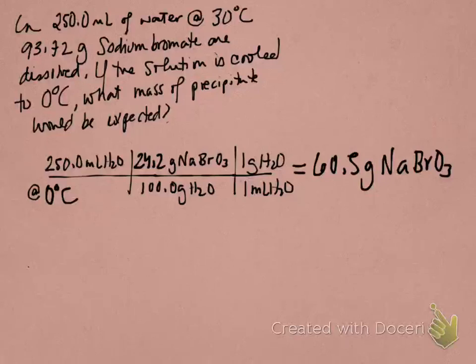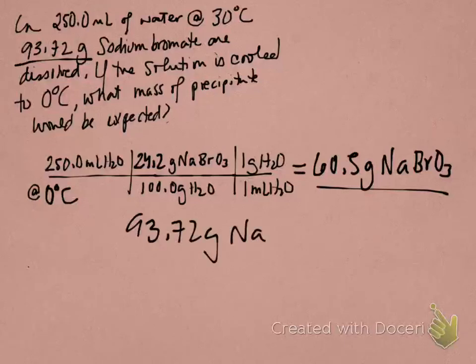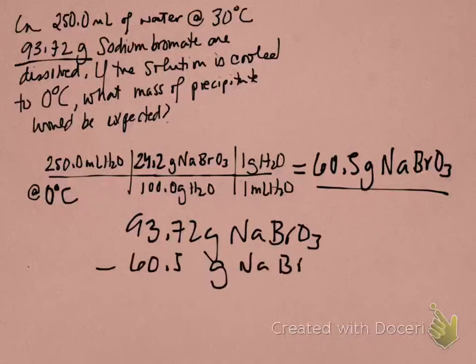You subtract the 60. Because you've got this much stuff dissolved in there, but at 0, the solution can only hold that much. So what's going to precipitate out is going to be the difference between what's dissolved in there and what the solution is capable of dissolving. So we're just going to take the 93.72 grams NaBrO3 and subtract the 60.5 grams of NaBrO3.